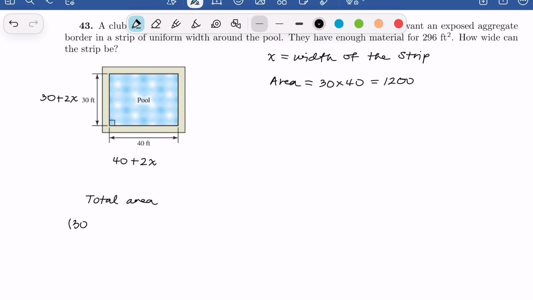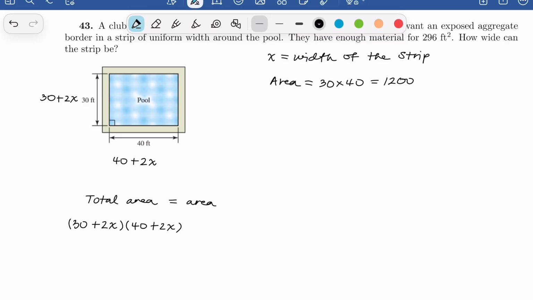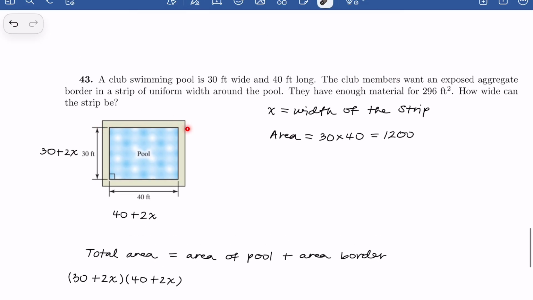So this is going to be 30 plus 2x times 40 plus 2x. Now this total area is also going to be the area of this pool plus the area of the border. So we're going to write this as the area of our pool plus the area of the border. Right? So this total area should be equal to everything in blue plus everything on this border.